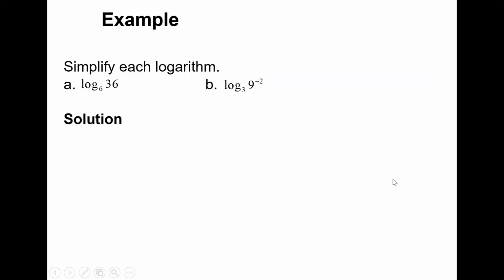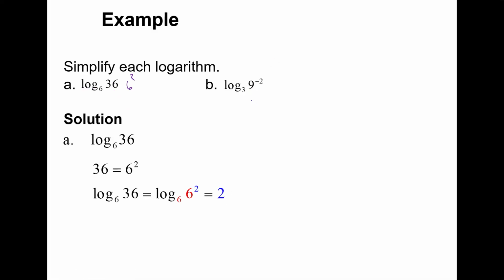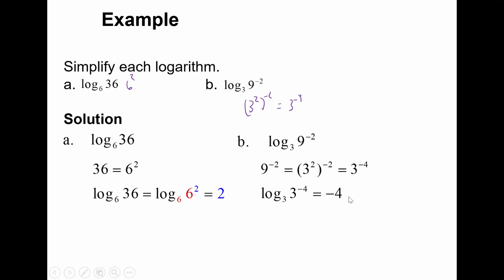So looking at this one, now we're going up to base 6, and here we're going to do base 3. What we need to do is make 36 have a base 6. Well, that's 6 squared. So now that's going to be log base 6 of 6 squared. To bring down the 2, we get 2. Now what about 9? Well, 9 is 3 squared, but that's to the negative 2, so that's going to be 3 to the negative 4. So our answer is probably negative 4, because when we take log base 3 of 3 to the negative 4, we bring down that negative 4, and that's our answer.